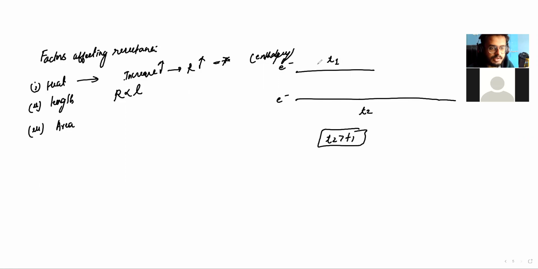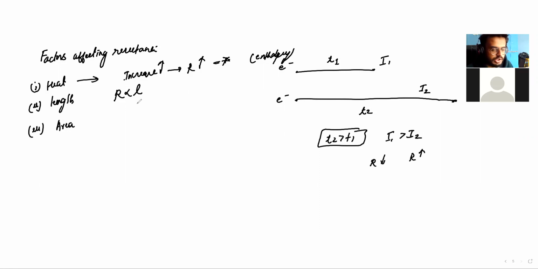They are the same wire of the same material, but the only difference is the second wire is double the length of the first wire. So if the electron takes time T1 in the first wire to reach this point, in the second wire the electron will take T2 time to reach. So now this will have higher current. If this is I1 and this is I2, then I1 will be greater than I2. So if current is more, resistance is less. If current is less, resistance is a little bit more. So length will directly affect resistance.